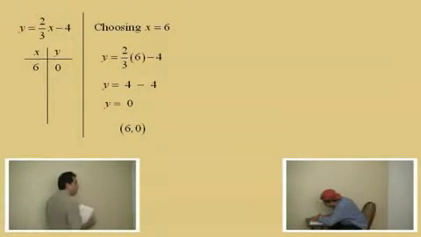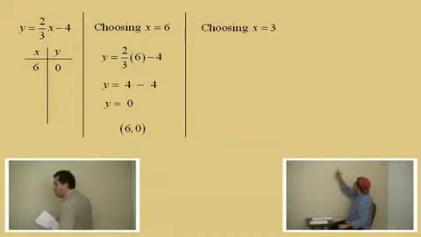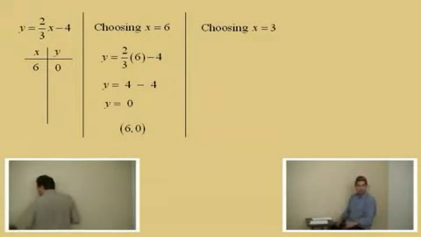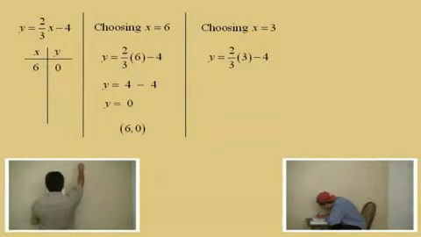Now, what's another good choice for x, Charlie? 3. Okay, 3 is a good choice because 3 will kung fu that fraction out of there. So we'll go ahead and list that. We'll do 3. And notice here, y equals 2/3 times 3, subtract 4.